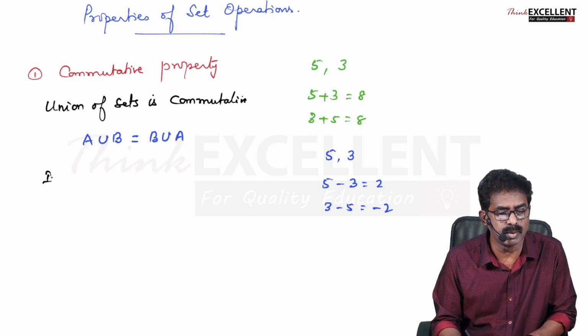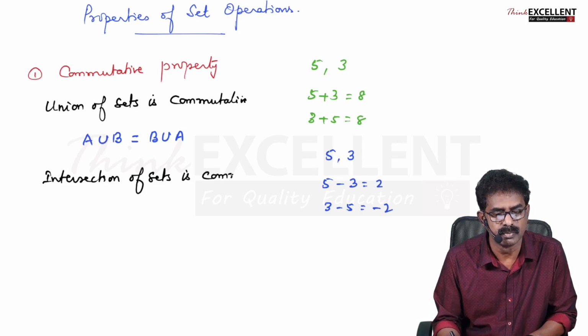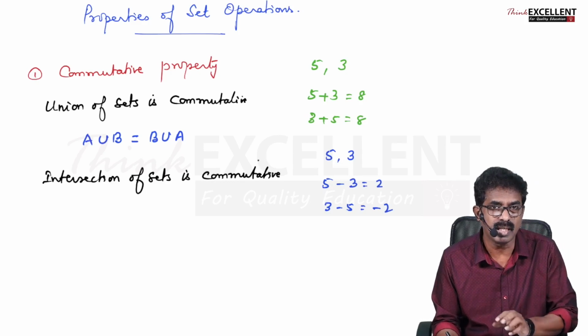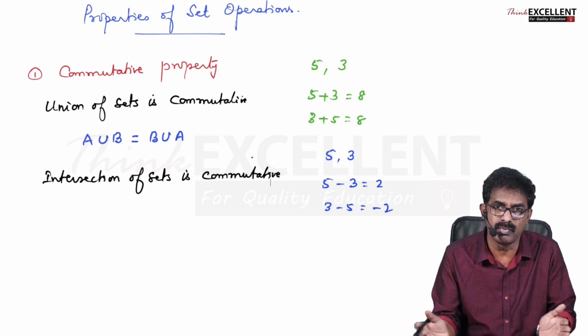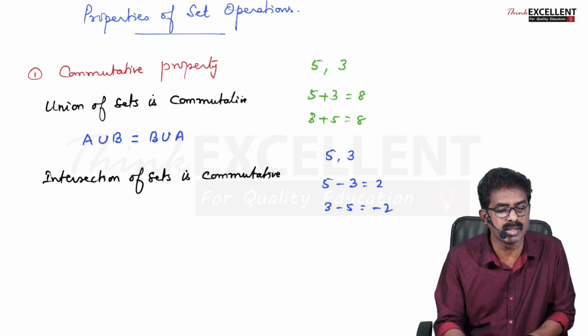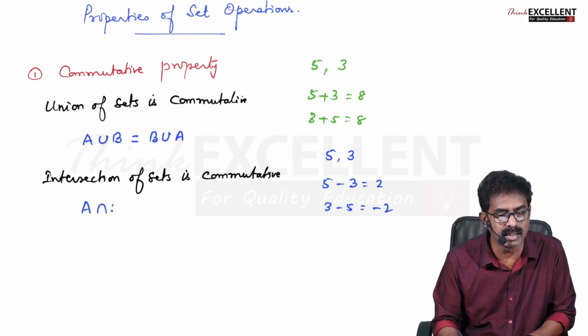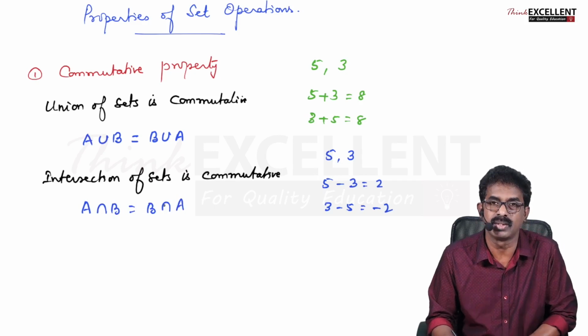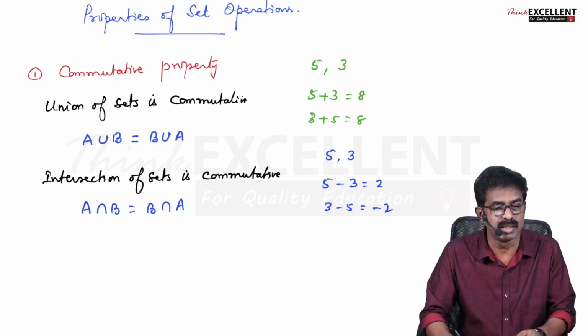Intersection also is commutative. Intersection of sets is commutative. What's the meaning of intersection? You take the common elements. Union means you write everything but without repetition, right? So intersection of sets is commutative. How can you write it using symbols? A intersection B is equal to B intersection A. Okay, so union is commutative, intersection is commutative.